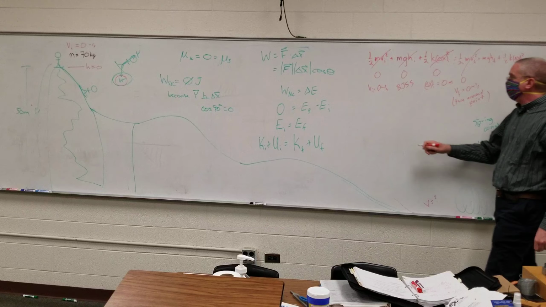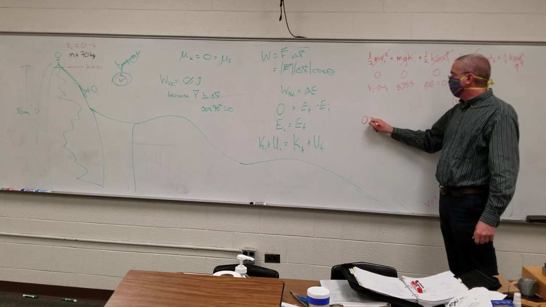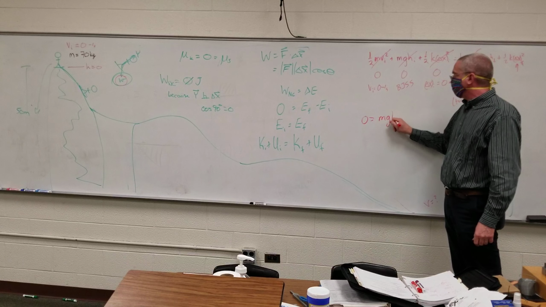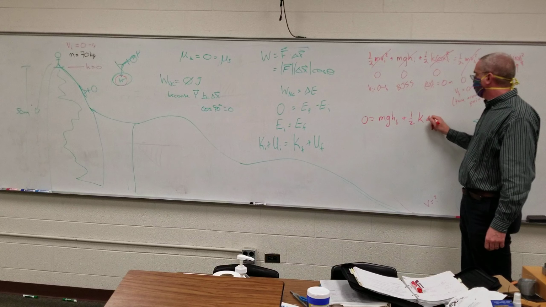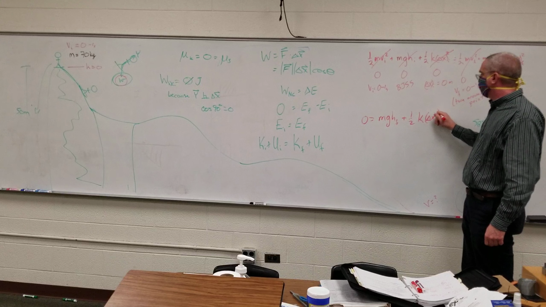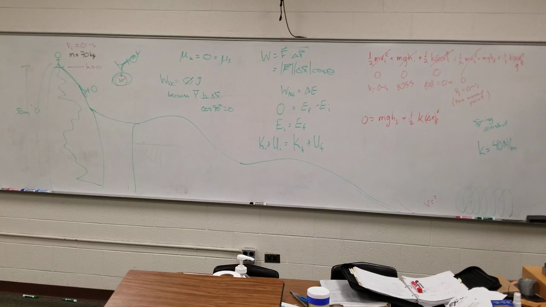So our problem has now been reduced to 0 is equal to mgh final plus 1/2 k delta x final squared. See how easy these problems are? You come out with 6 terms and you get rid of 4 of them. Just like that, the problem's been reduced by 2/3.